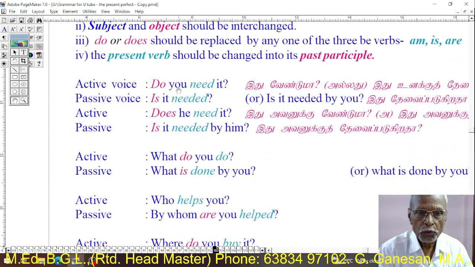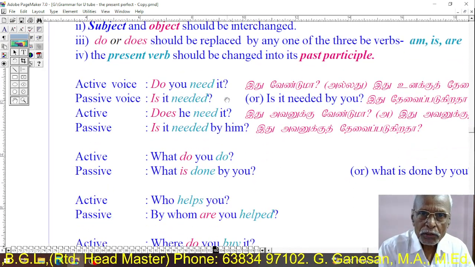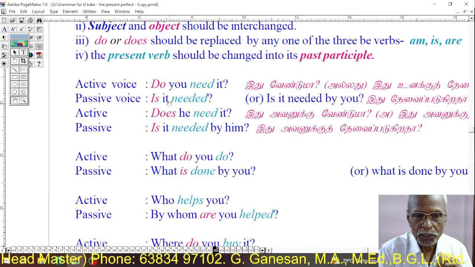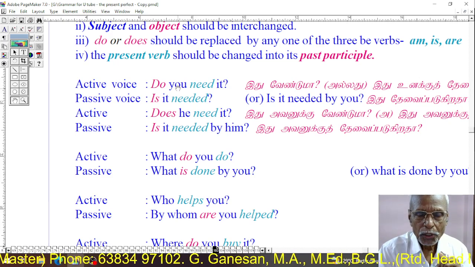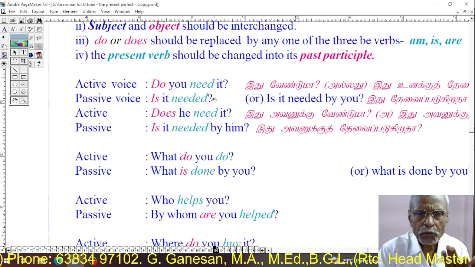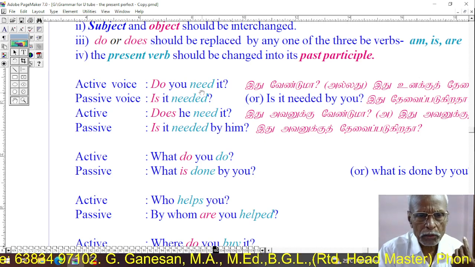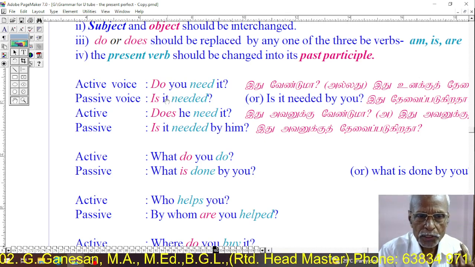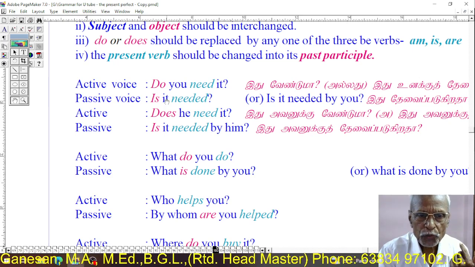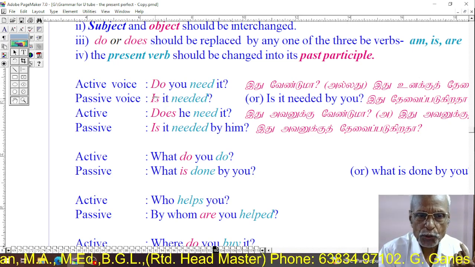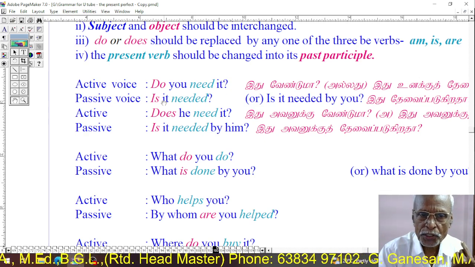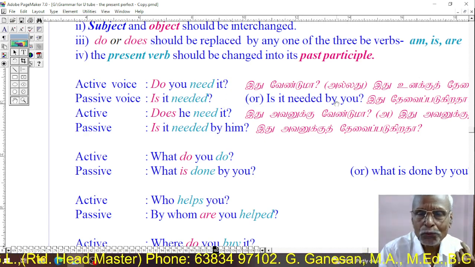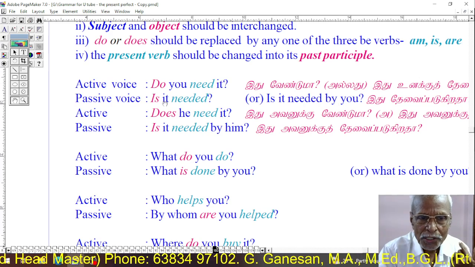Do you need it? Here the subject is you, and the object is it. In the passive, the subject is it, and you becomes by you. So the do is replaced by is. Is it needed by you? Need becomes needed.